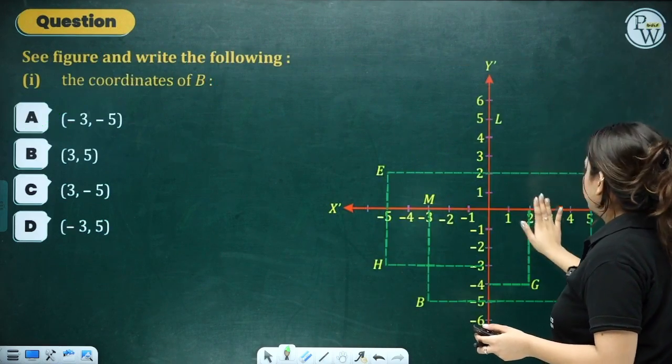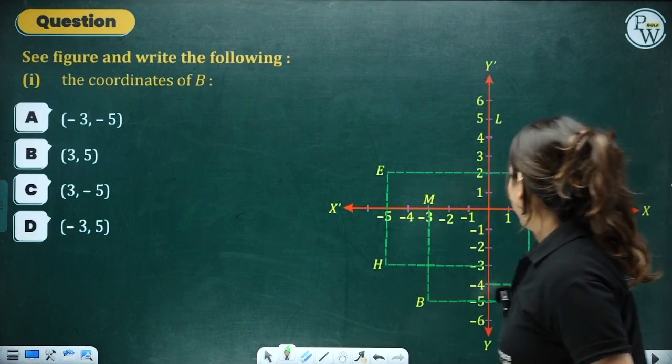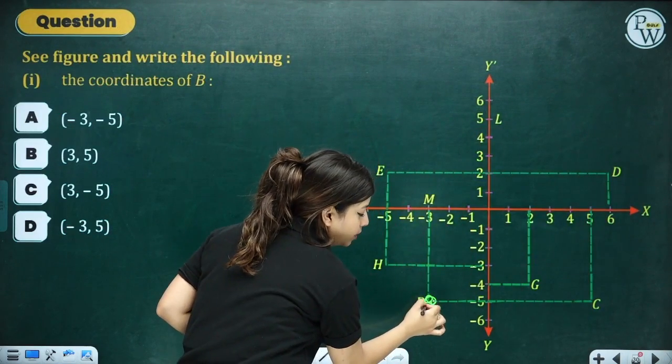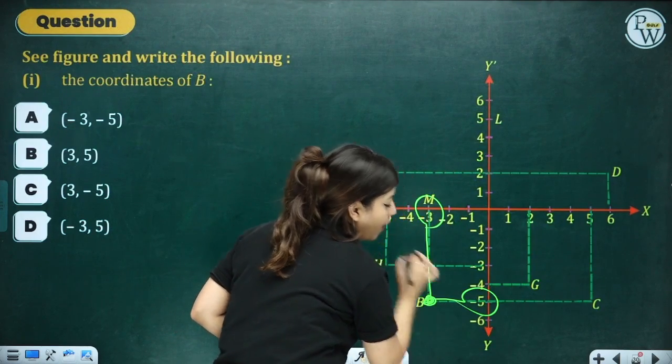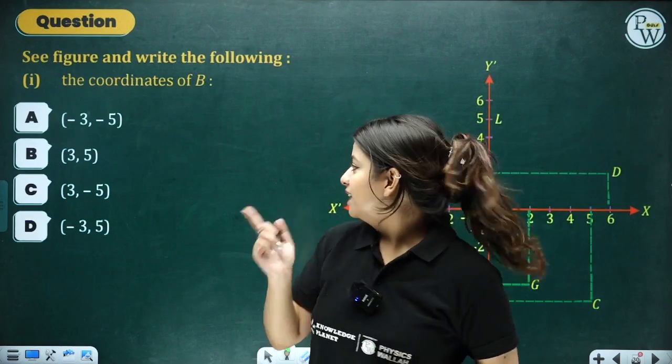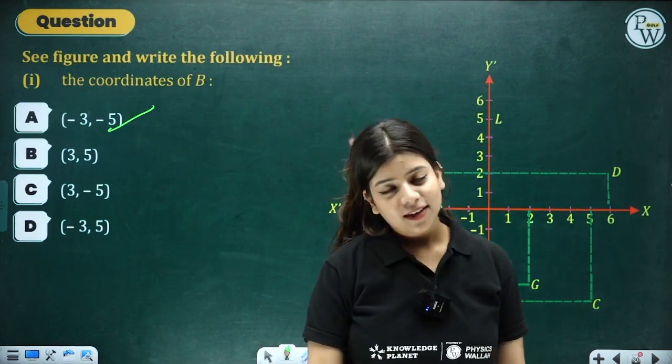Alright, the next we have is the coordinates of B. Where is point B? Here is point B, students. First of all, check on the x, negative 3. Then check on the y, negative 5. Negative 3 comma negative 5, that is option number A, which will be the correct answer.